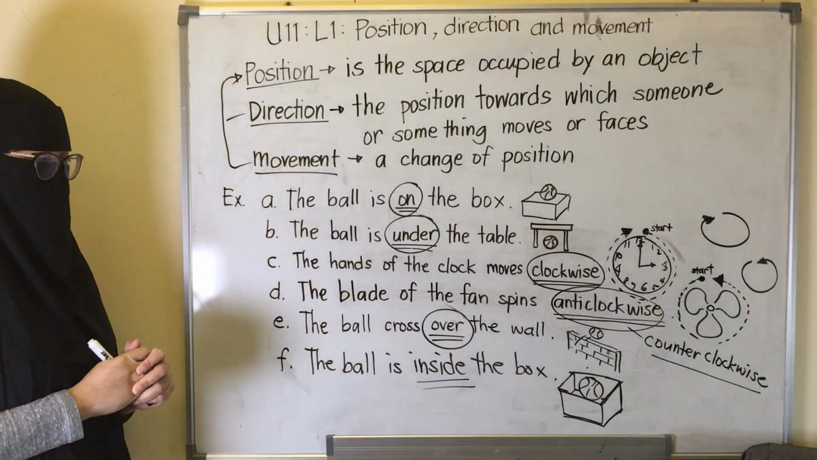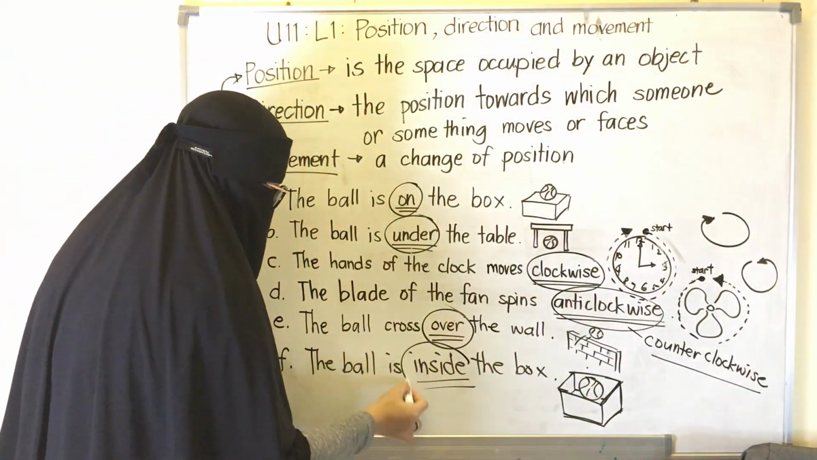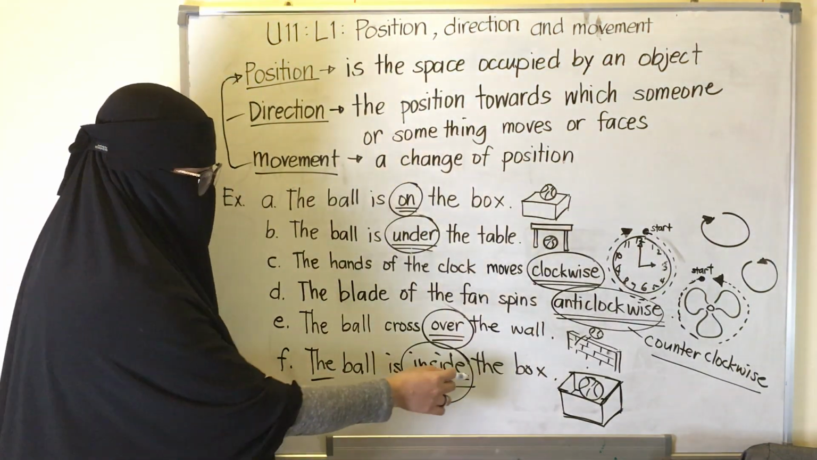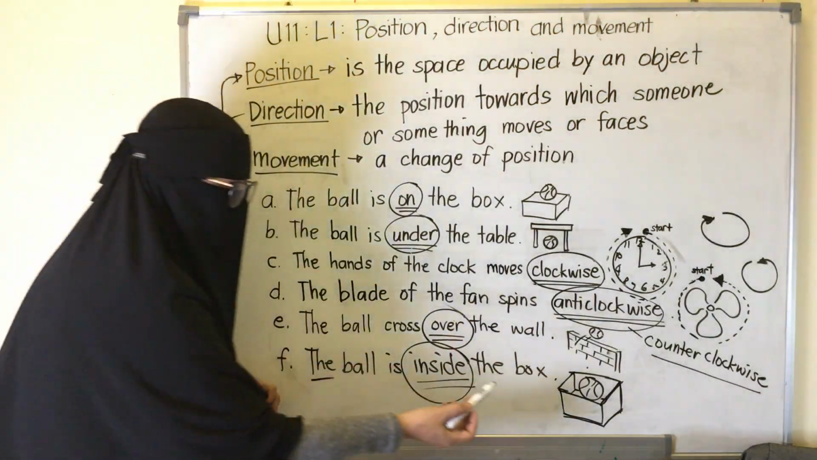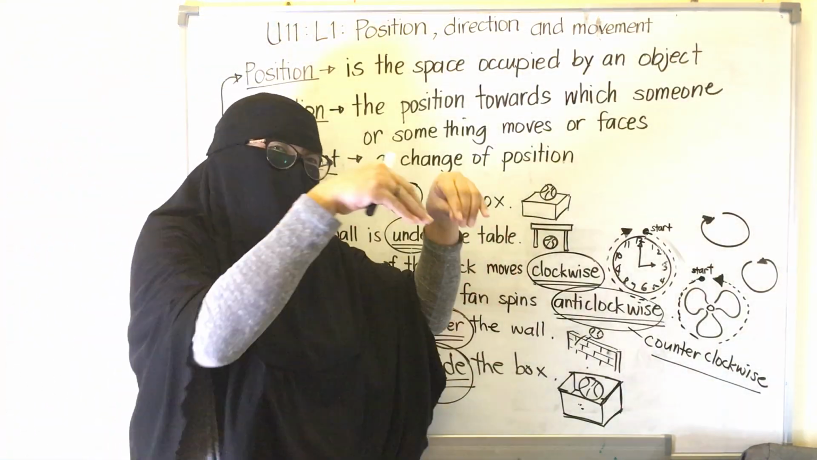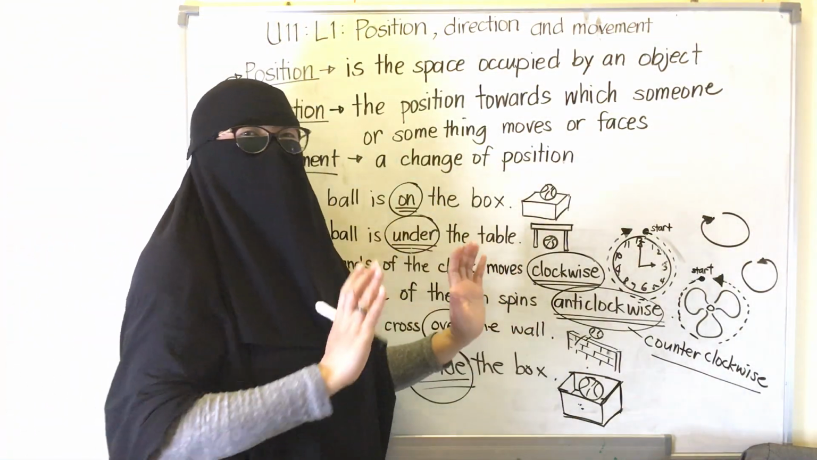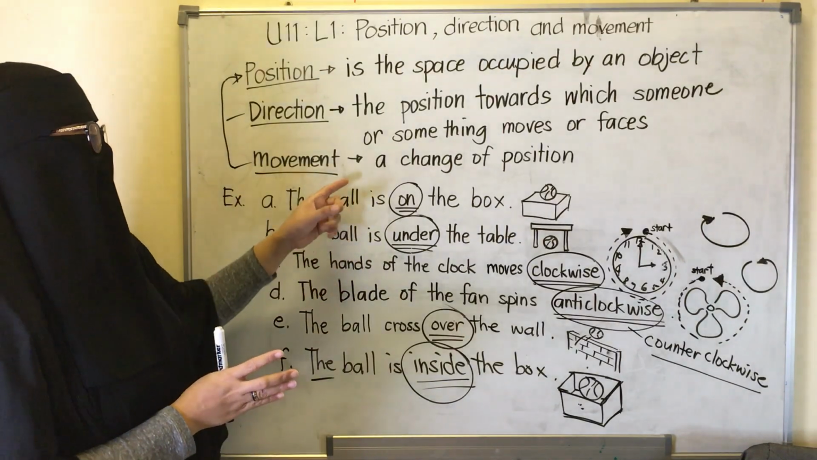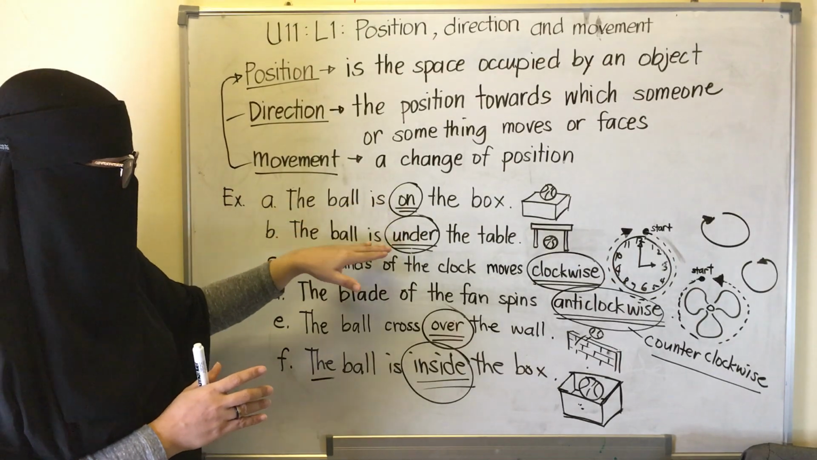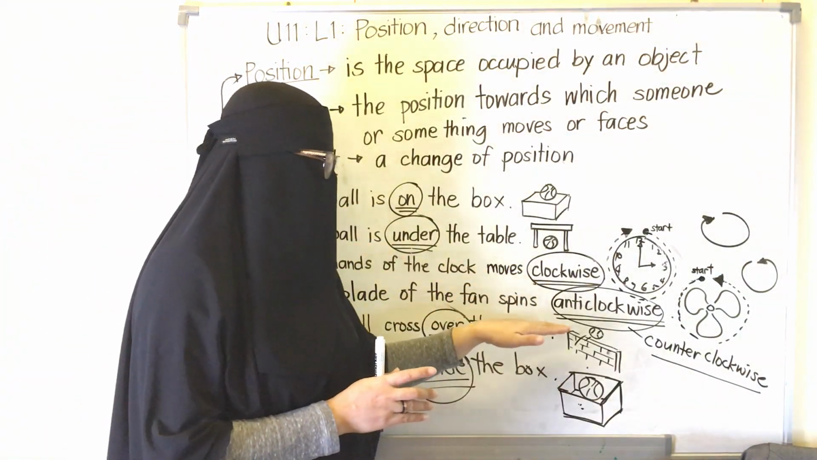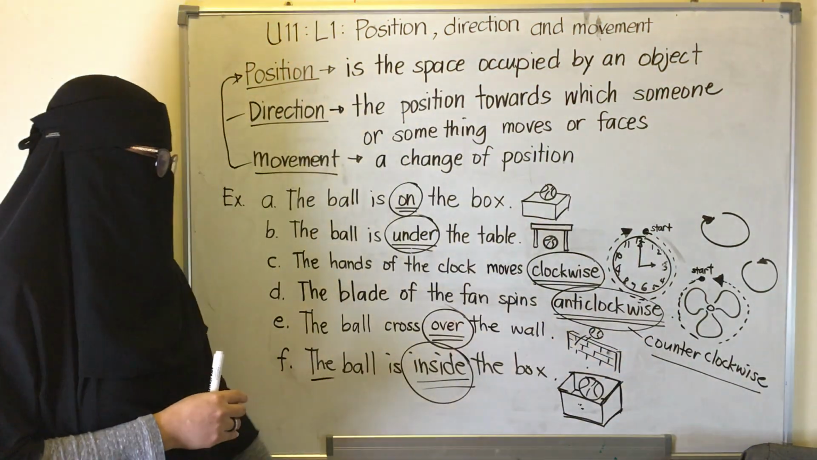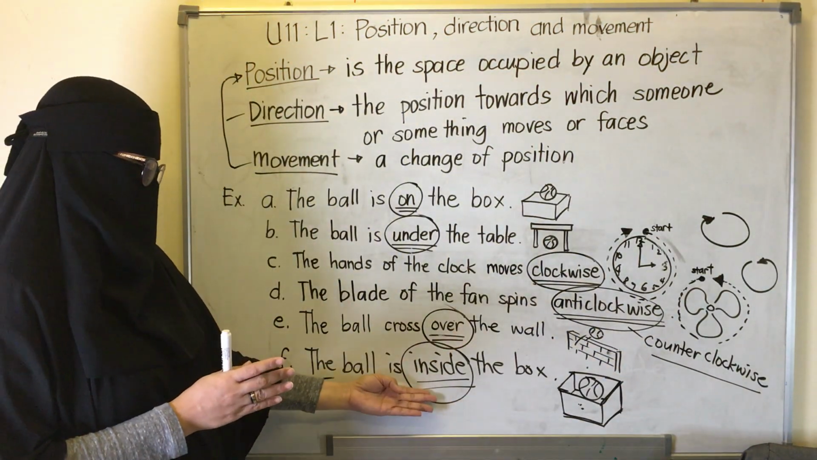And the last one is the word inside. Let's have the example. The ball is inside the box. If you have a box that is open, it means the ball is inside. These are some of the commonly used positions, directions, or movements: on, under, clockwise, anti-clockwise, or we can also call it counter-clockwise, over, and inside.